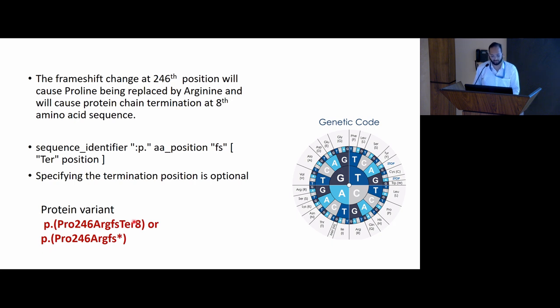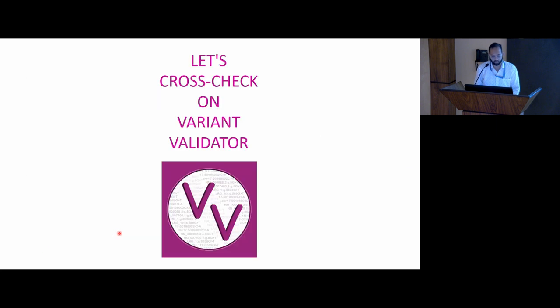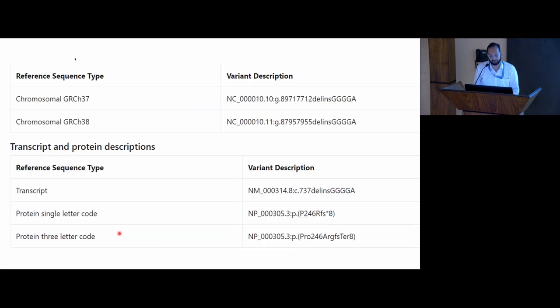HGVS says that it is not important to mention this number. You can just add an asterisk. So when we cross-check this on VariantValidator, we will have similar results.